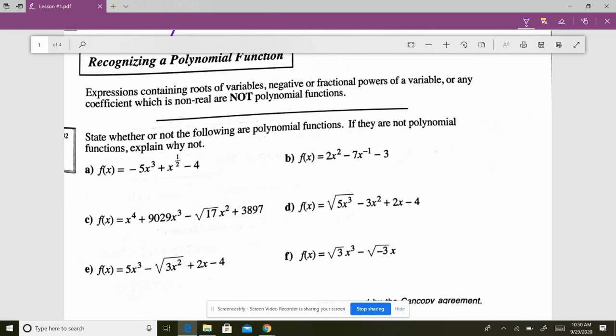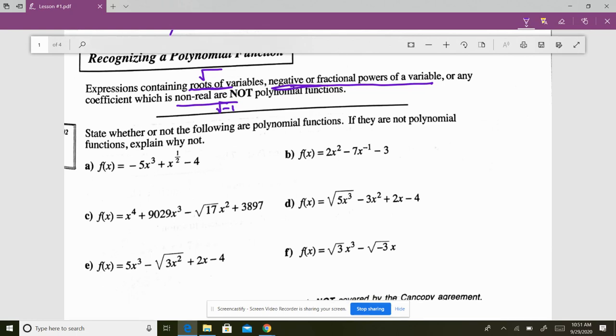All right. Okay, basically, what is a polynomial? What is not a polynomial? The biggest thing is you cannot have roots of variables, negative or fractional exponents, okay? And that's why roots are not allowed, because when you have a root, it's a fractional exponent. Or any coefficient which is a non-real number, i.e. square root of -1 or square root of negative, things like that. Not real numbers. Those are called imaginary numbers, but they are not polynomials if you have any of that.